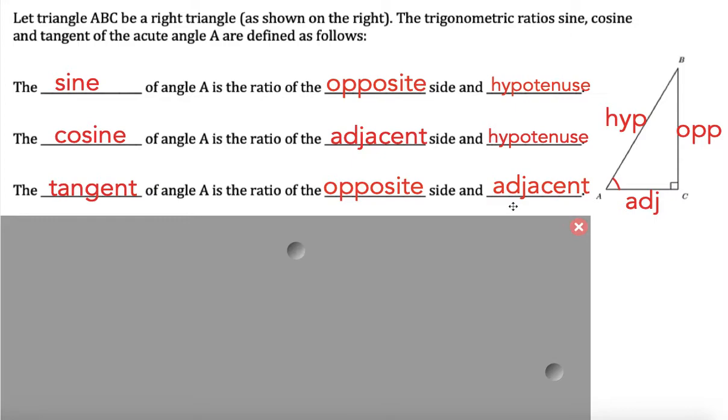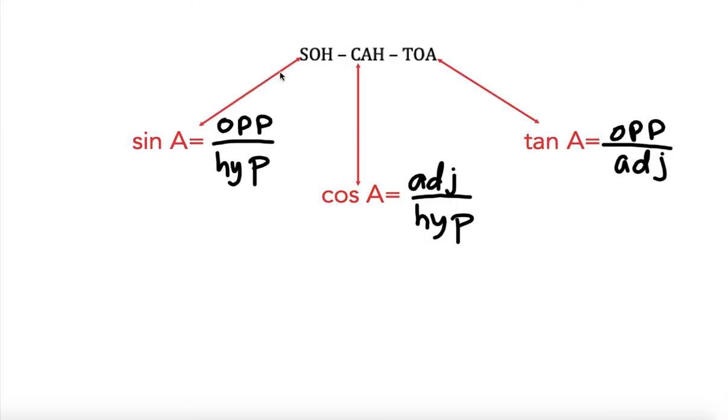To help us remember these three ratios, we have a mnemonic device, and it's SOHCAHTOA. SOHCAHTOA helps us remember that sine is opposite divided by hypotenuse, cosine is adjacent divided by hypotenuse, and tangent is the opposite divided by the adjacent. So you have these three equations.